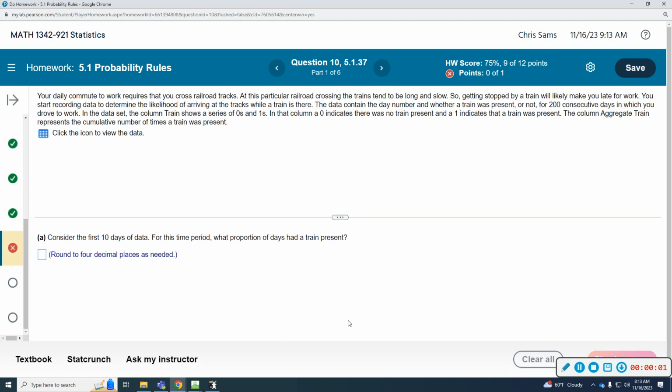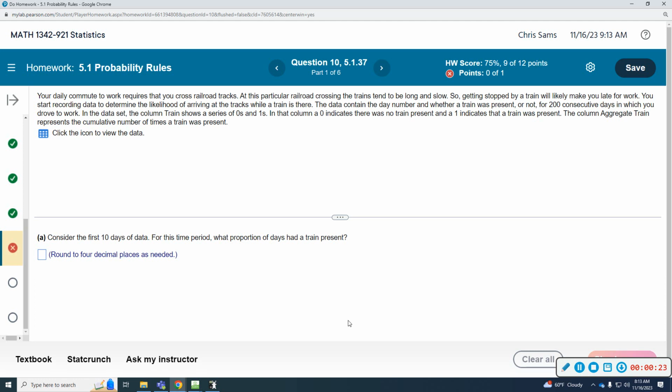All right, question number 10. We got 6 parts. And it says your daily commute to work requires you to cross railroad tracks. At this particular railroad crossing, trains tend to be long and slow, so getting stopped by a train will likely make you late for work. You start recording data to determine the likelihood of arriving at the tracks while a train is there.